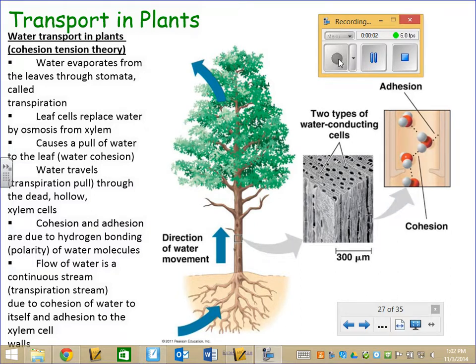All right, so our topic today is transport in plants, and we're really going to focus on water transport. That's going to be our main objective. Now, water transport in plants is accomplished based on this idea, the cohesion tension theory. And so what we'll talk about is how a plant loses water and then how it replaces the water that it has lost.